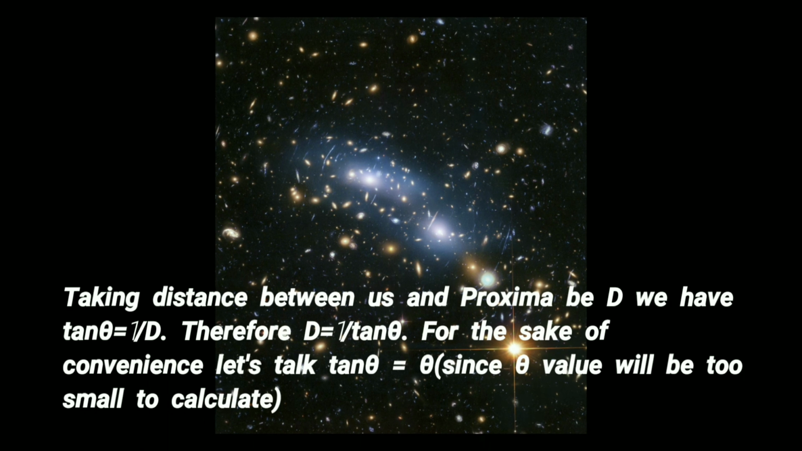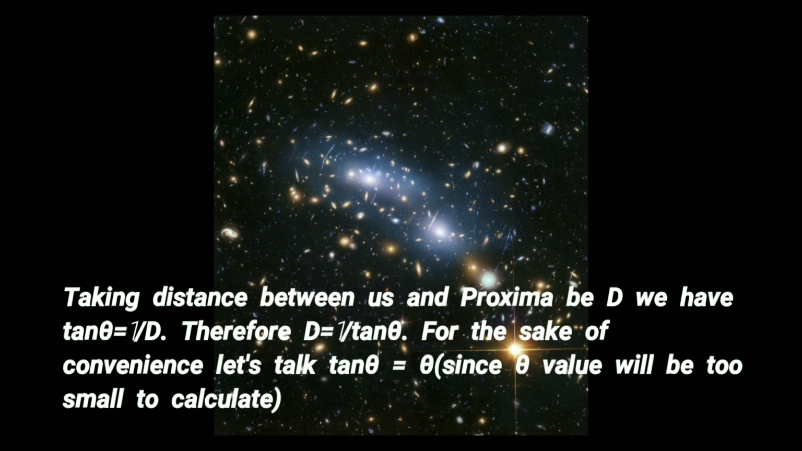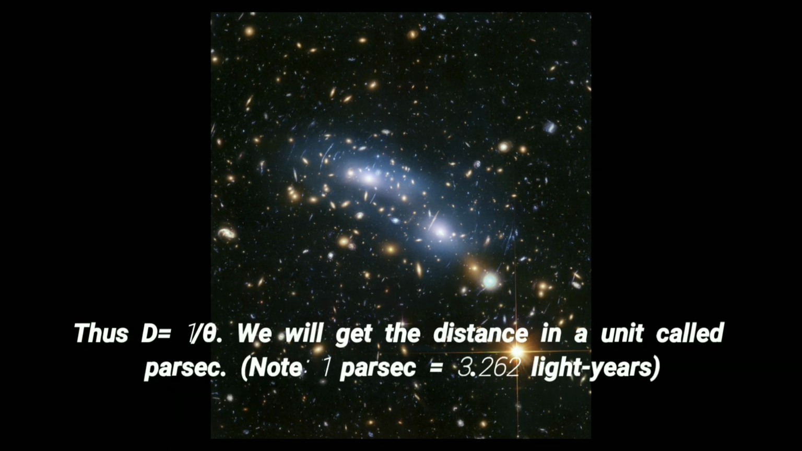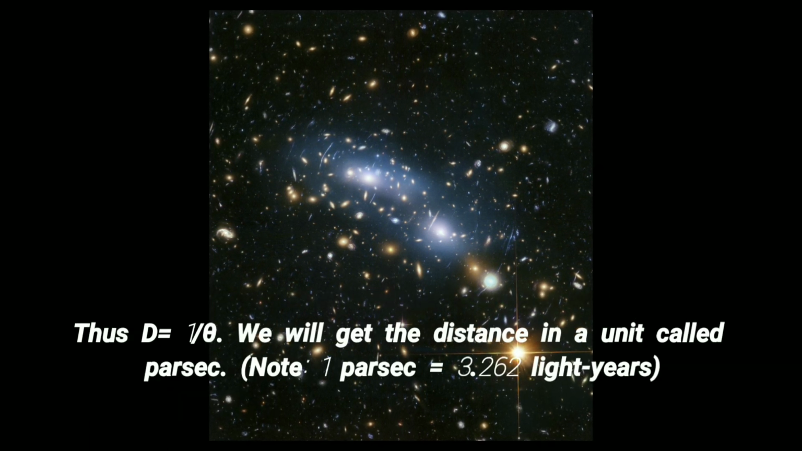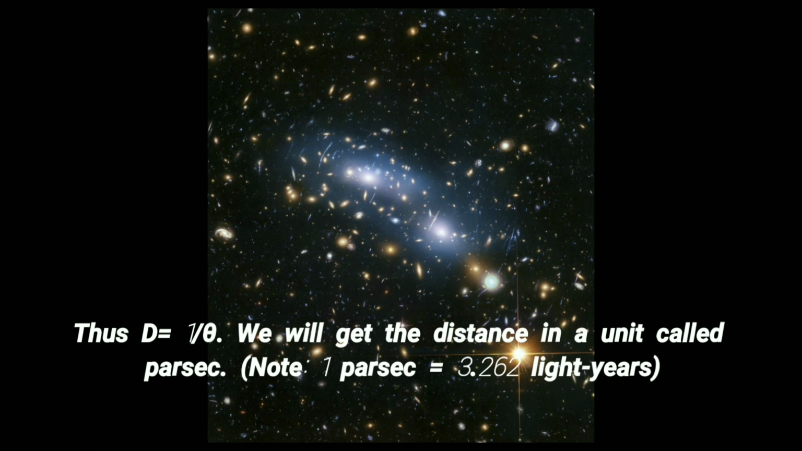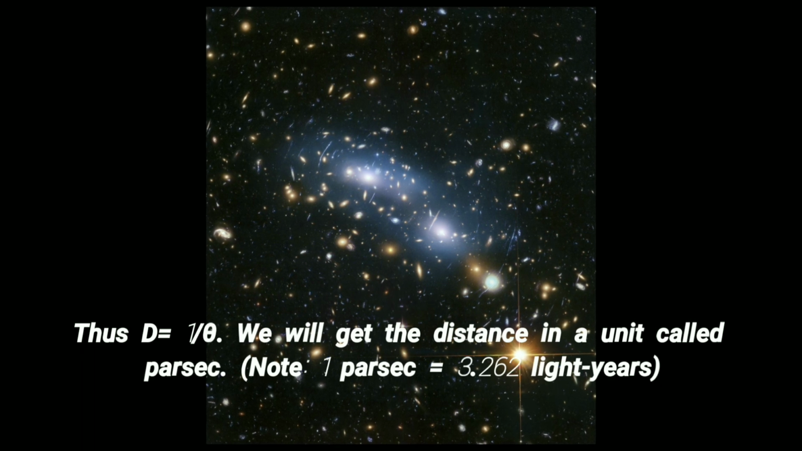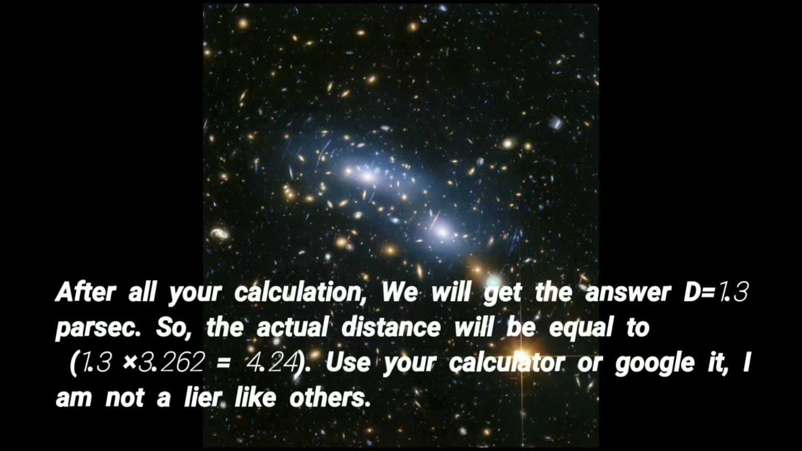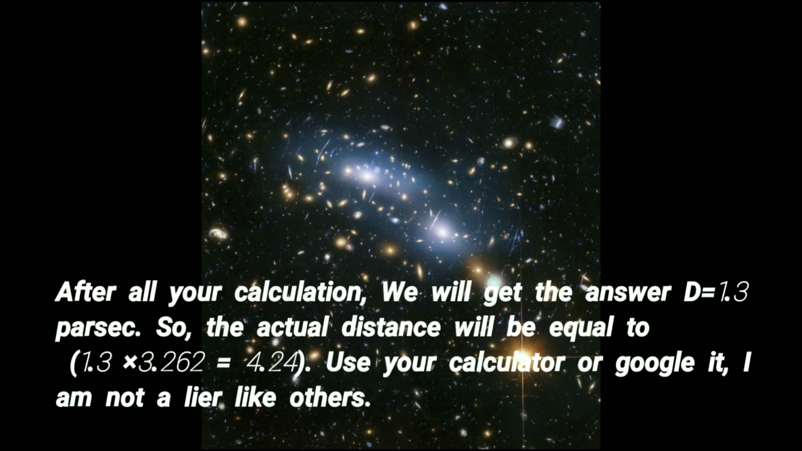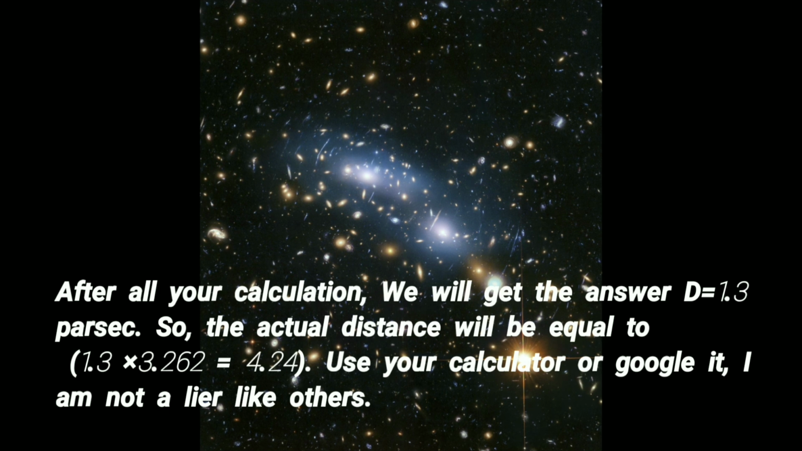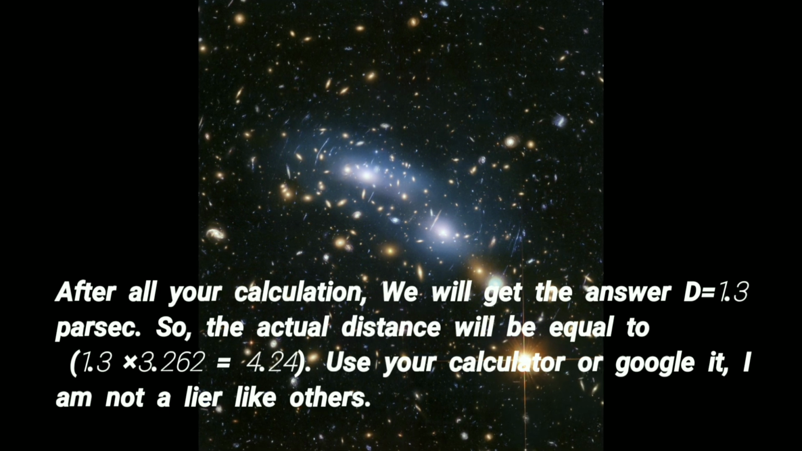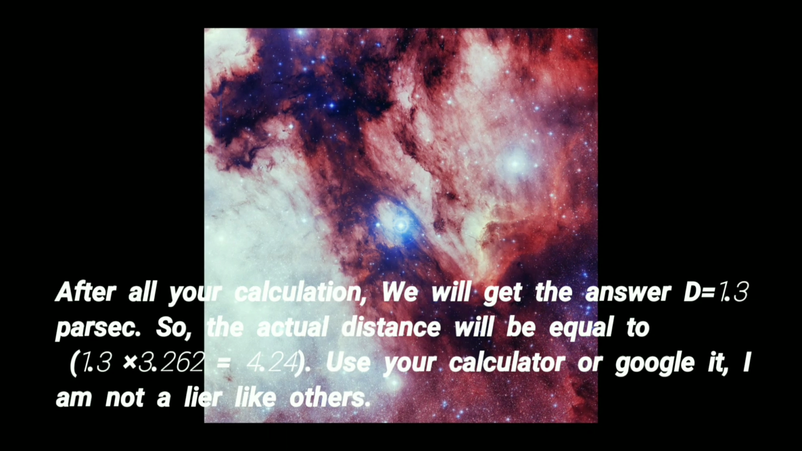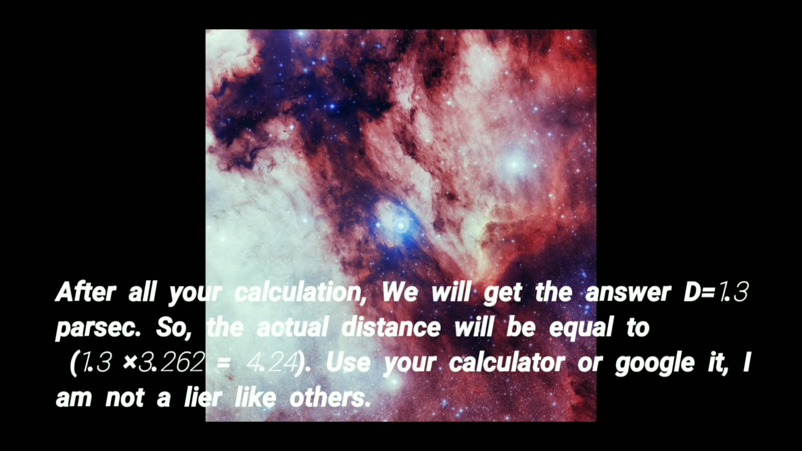For the sake of convenience, let's take tan theta equals theta, since the theta value will be too small. Thus d equals 1 by theta. We will get the distance in a unit called parsec. Note, 1 parsec equals 3.262 light years. After all your calculation, we will get the answer d equals 1.3 parsec. So, the actual distance will be equal to 1.3 times 3.262 equals 4.24 light years.